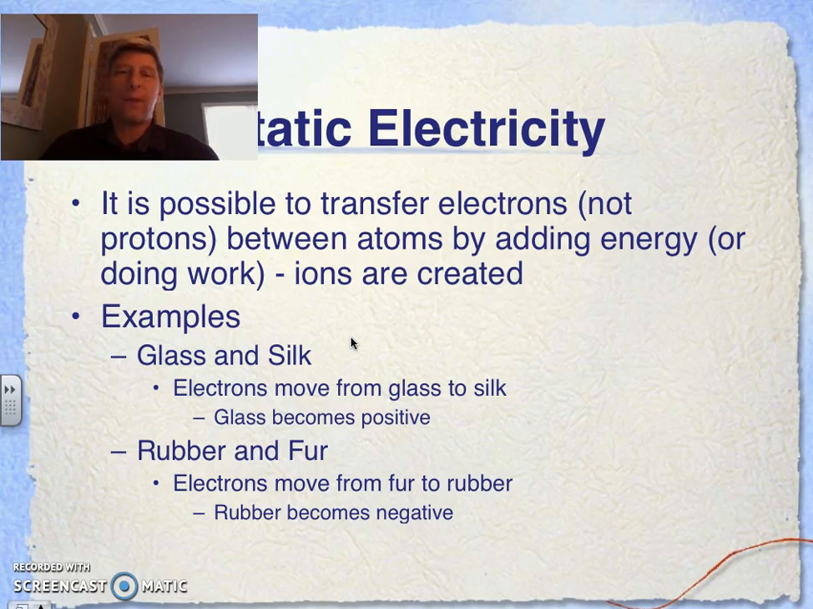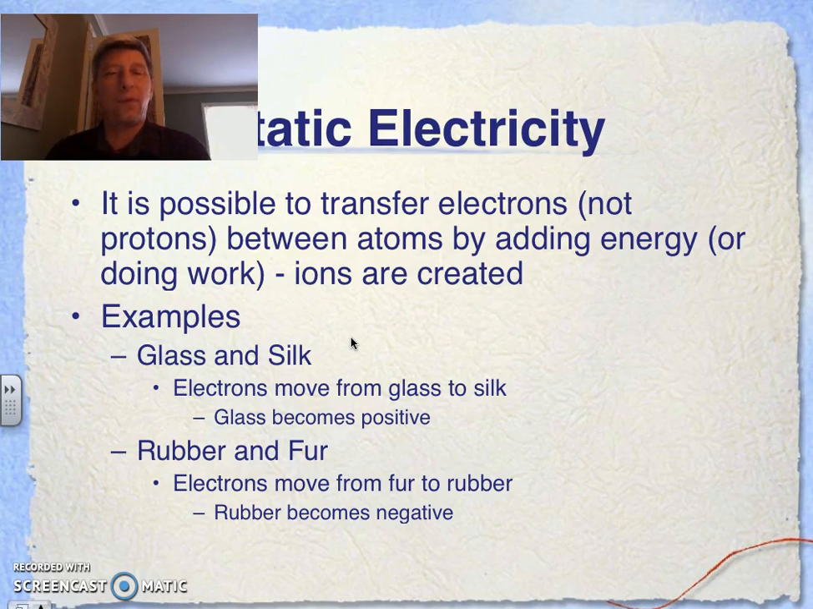Now, static electricity. Why do we have static electricity between our finger and the doorknob and that sort of thing? Well, it is possible to transfer electrons from one atom to another. And you know that because that's the basis of all chemical bonds, especially ionic bonds.